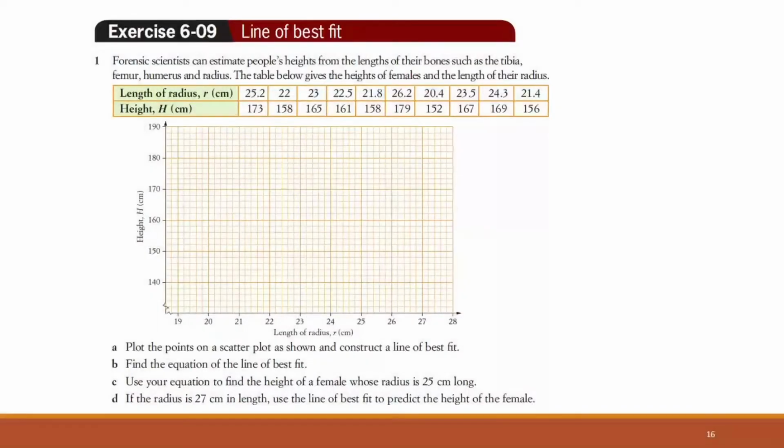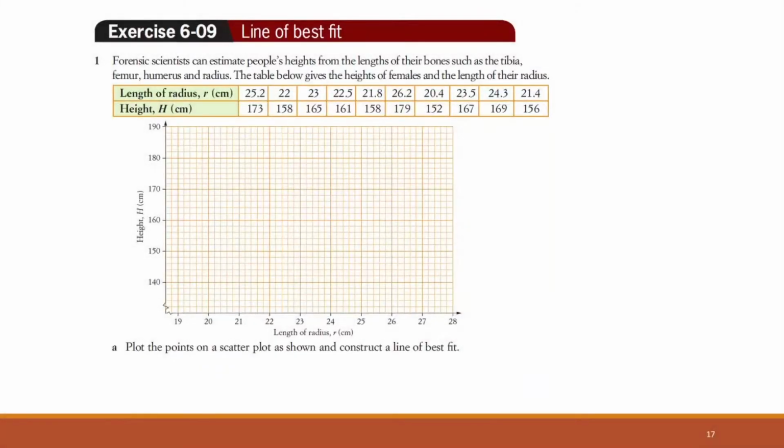Now I'm going to go through question 1 from the set work. So we've got the radius, we've got the height, and there are 4 questions. First question, we have to plot the points. Now we should know how to do this. So the first point, 25.2, somewhere here, and 173, so the point should be somewhere here. And then if you keep going, it should turn out like this. And then draw, construct a line of best fit.